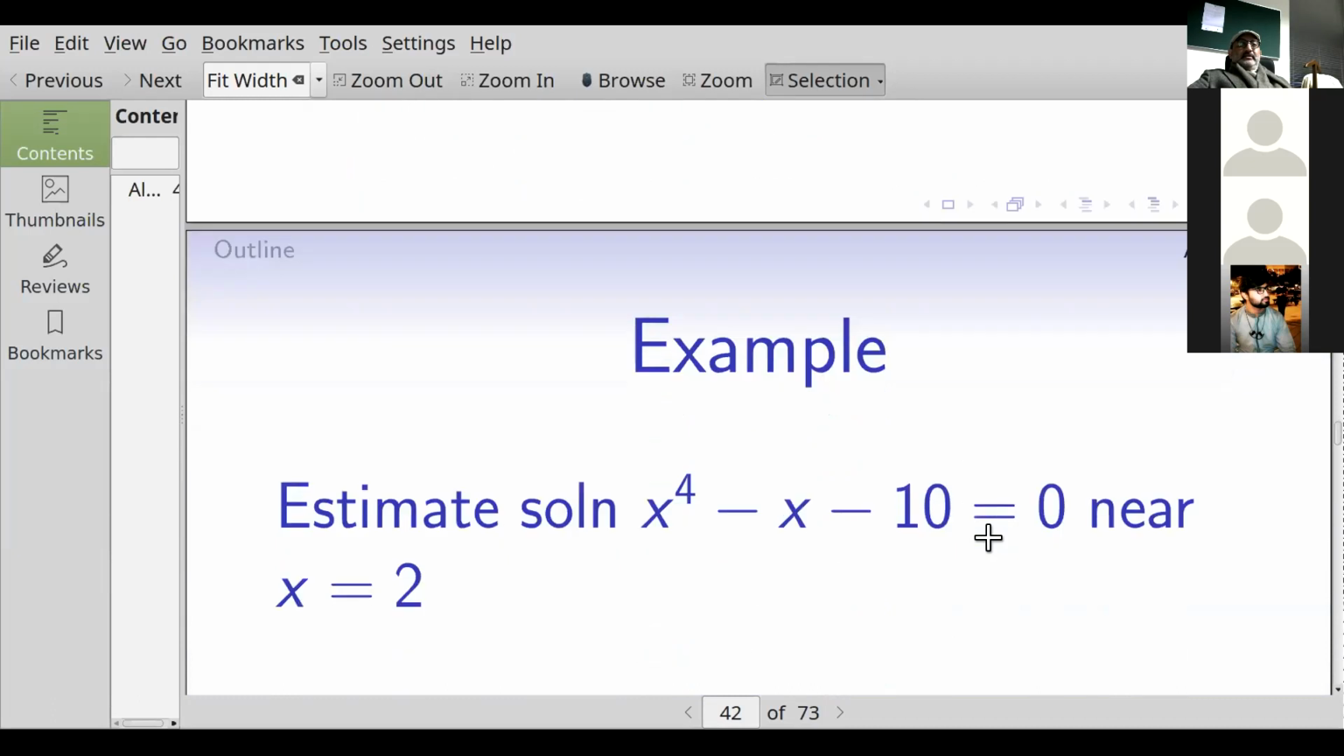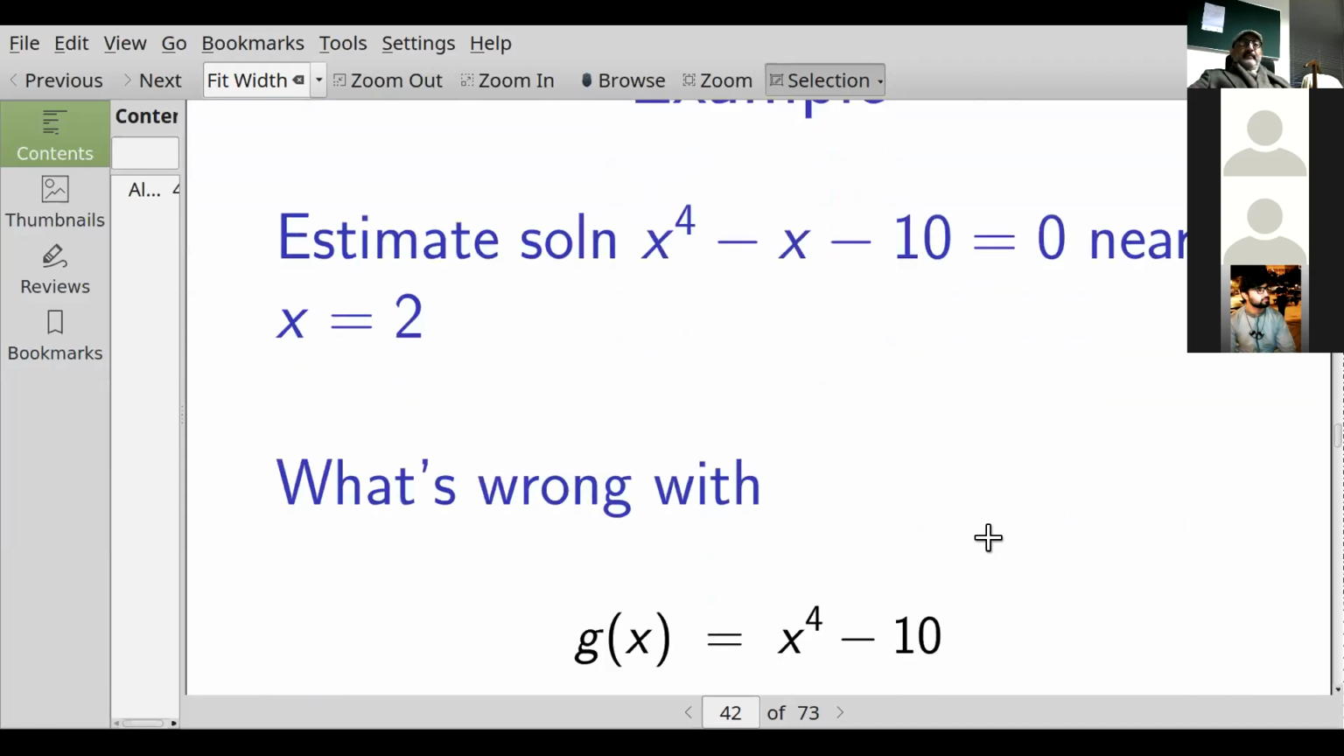Okay. So here's an example. I want you to estimate the solution to x to the 4 minus x minus 10. I want you to tell me what x makes this equal to 0. And I think that that x is near x is equal to 2.